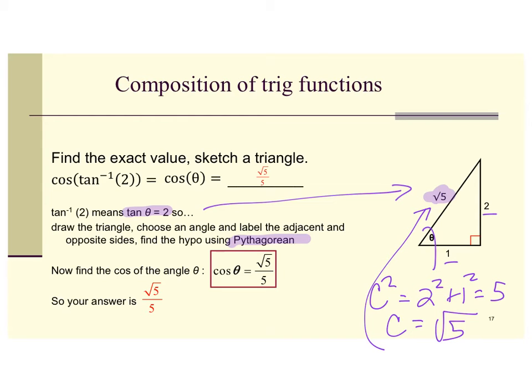All right, so now what's the cosine of my chosen angle? Remember, this is my chosen angle. Cosine is adjacent over hypotenuse. So it's going to be 1 over root 5, which rationalizes to root 5 over 5. All right, so that's my answer.